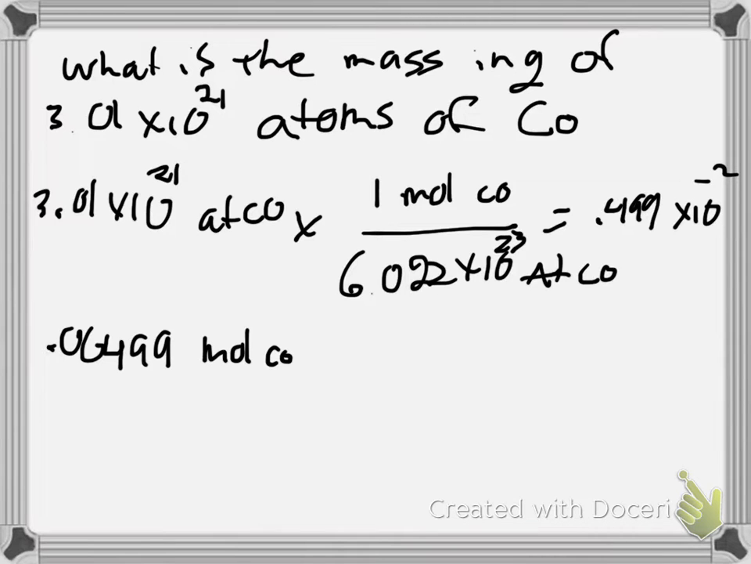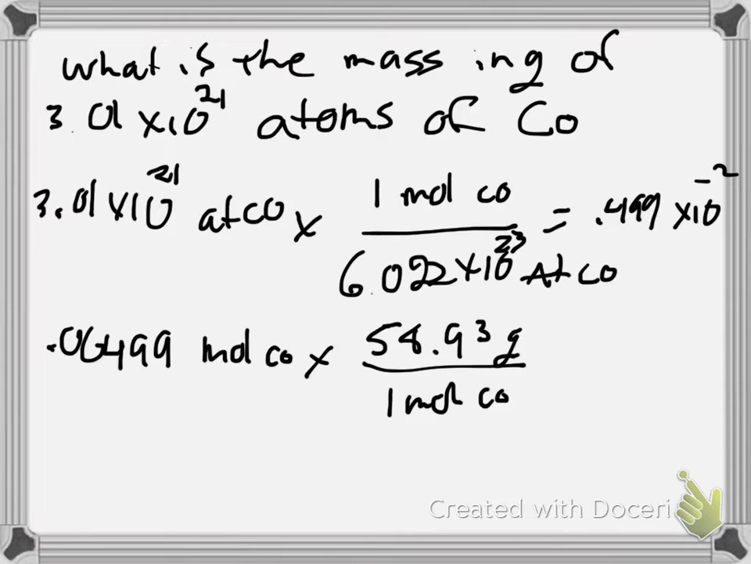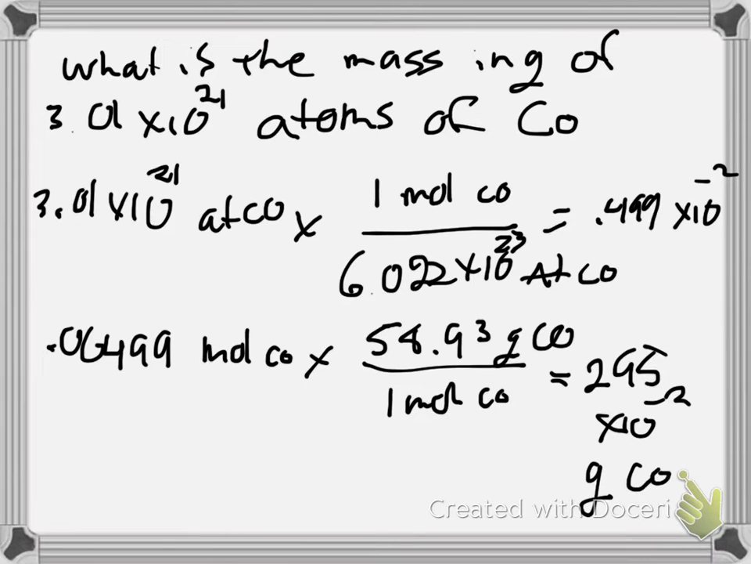Now we need to go to grams. So we're going to multiply it by its molar mass. So we know that 1 mole of cobalt has a molar mass of 58.93 grams of cobalt. And you should come out with roughly 295 times 10 to the -2 grams of cobalt. Which in decimal would be 2.95. 2.95? Believe so. Okay.